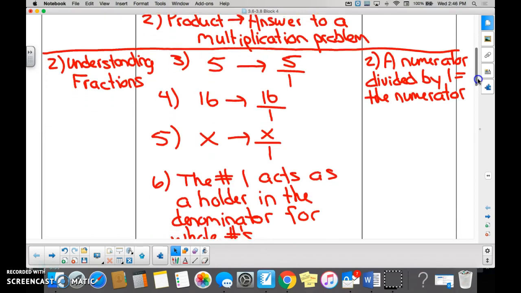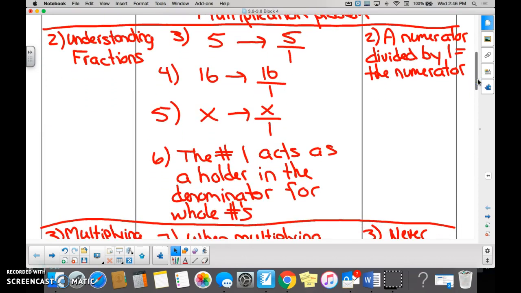All right, understanding fractions. Anytime you are given a whole number, could you convert it into a fraction? Yes or no? Yes. So when I ask you a question, I expect everyone to give me an answer if it's a whole class answer. So if I give you the number 5 and say, tell me that in fraction form, you all would say 5 over 1. If I give you the number x, you would all say x over 1.